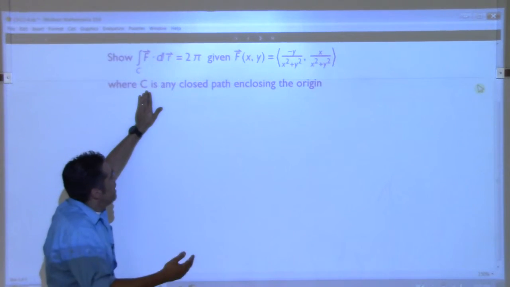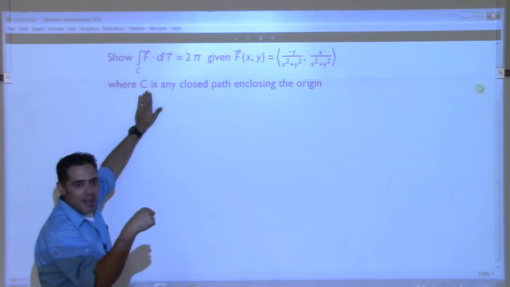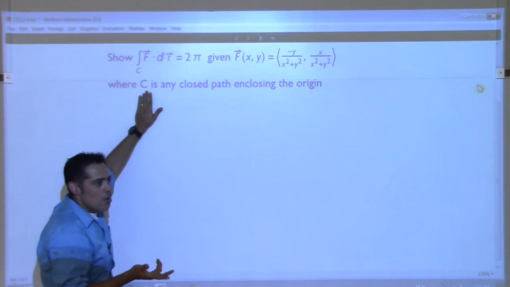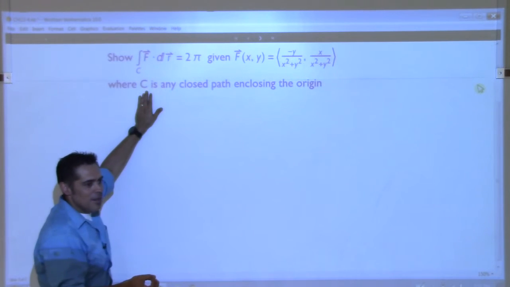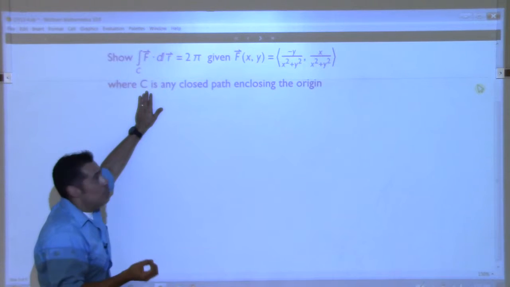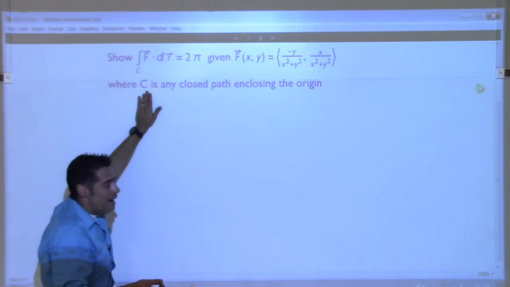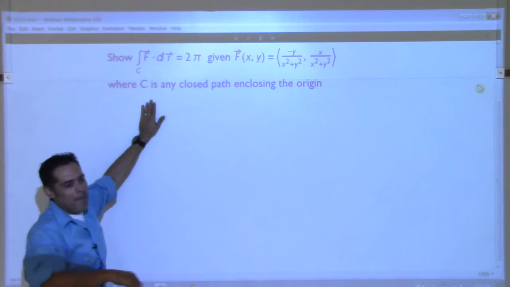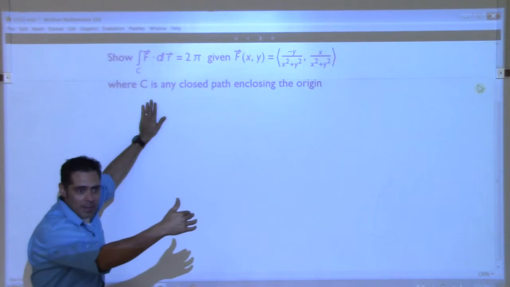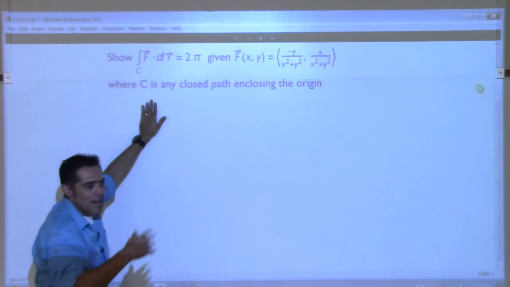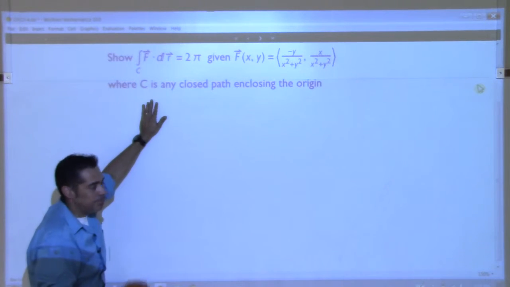But C is any path that anyone could come up with, as long as the origin is inside the path. So there's no exact, unique representation of this path. Yet we're supposed to show that for any path that anyone comes up with, it's going to be 2 pi. So you can't pick your own path and show it's 2 pi, because then you have to be able to show that for every path. Showing it 100 times isn't enough. You have to show it's always true.